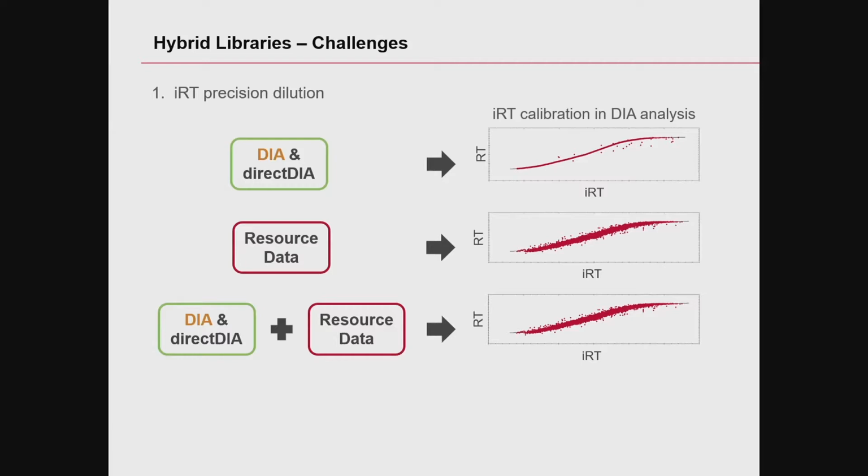What I have been saying before: if you analyze your DIA data directly, you get really, really accurate iRTs, as you can see in this RT to iRT calibration. If you do it for resource data, so this was really the case I've been showing before, the draft human proteome data applied to our data looks like this. It's pretty similar chromatography, but it's not perfect. And then if we take the combined library, you can see that in terms of iRT precision, it looks like the resource data, so really not as optimal as it could be.